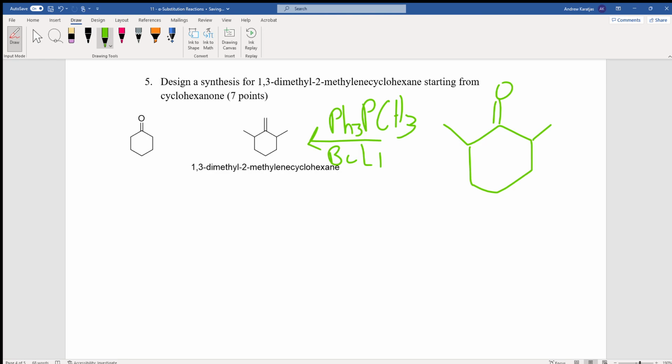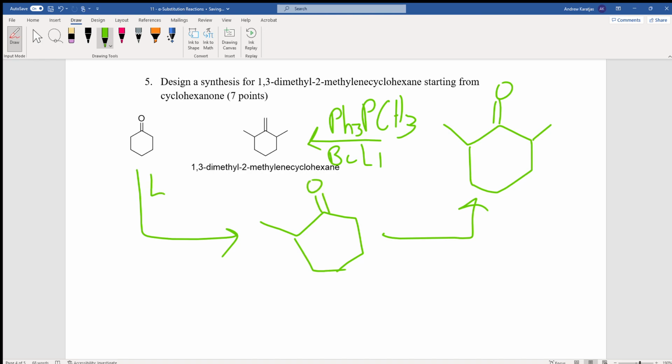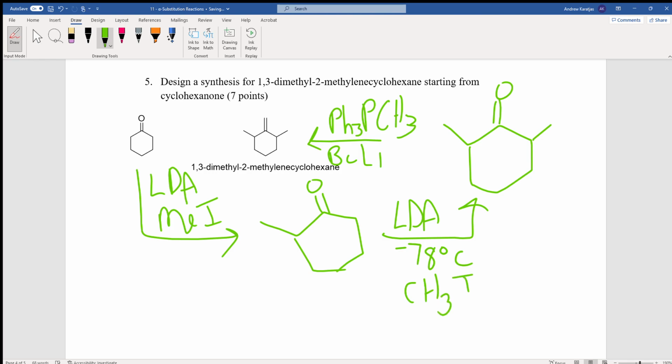And then each of those methyl groups can be added in an alpha substitution reaction. We add the first one. In that case, it doesn't really matter what conditions we use, because the molecule is symmetric, so we could just use LDA and methyl iodide. In the second step, we've got to be a little bit more careful, because we want to select for the less substituted alpha carbon. So LDA, low temperature, and methyl iodide will complete our synthesis.